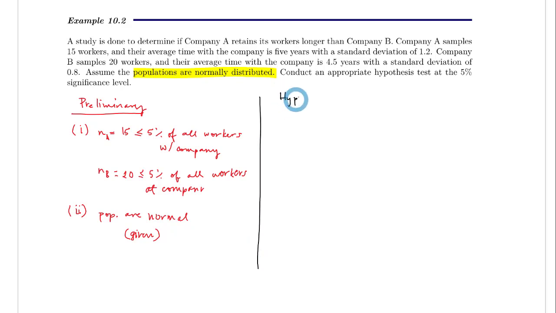Because they give us a mean and a standard deviation, we know this is a test among means. So we'll compare two sample means and then take it to comparing two population means. Step one is always setting up your hypothesis, so let's do that. We're comparing two means, mu sub A for company A and mu sub B for company B.